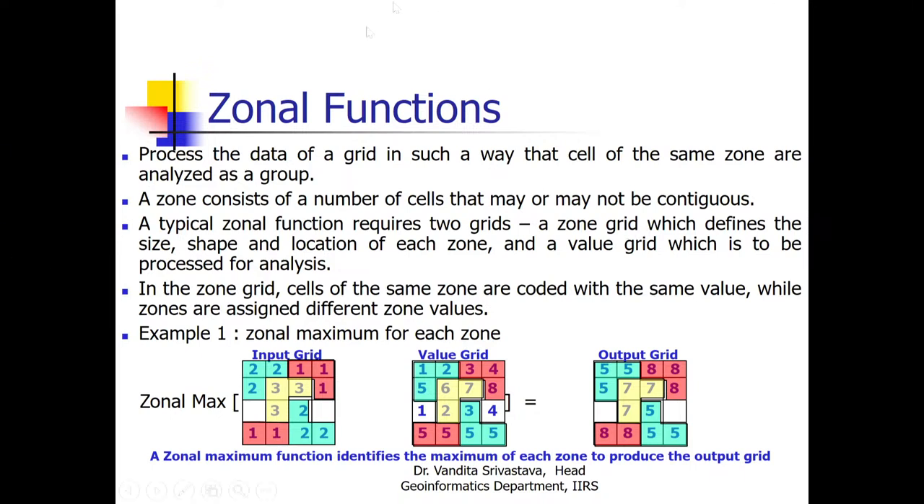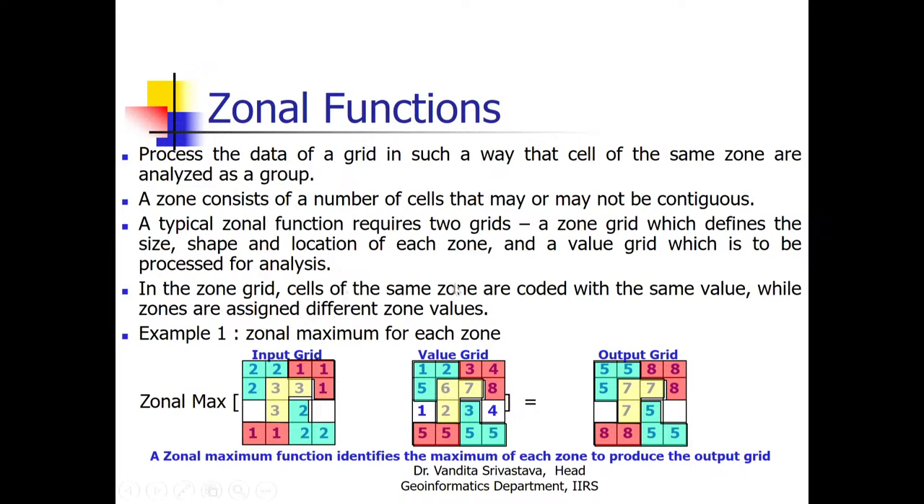To explain, these functions process the data of a grid on a zone by zone basis. A zone consists of a number of cells that may or may not be contiguous. So here in this case you see zone 2 is not contiguous. Even zone 1 is not contiguous. They could have some breaks as well. They are still, for example, forest. Forest need not be present only at one place. It can be here, here and here. So you can have non-contiguous polygons for defining the zone.